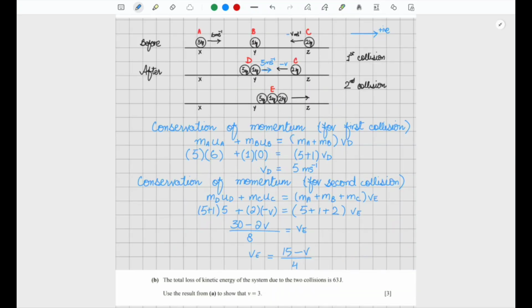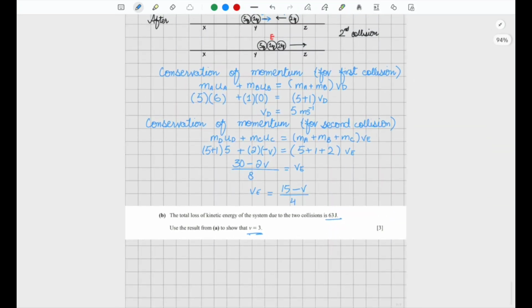Okay, question 6 part B is the total loss of kinetic energy of the system due to the 2 collisions is 63 joules. Use the result from A to show that V is equals to 3. Okay, so we need to find the velocity. What is V? V is actually the velocity of C particle. So they are asking us to find that. Okay, 63 joules.